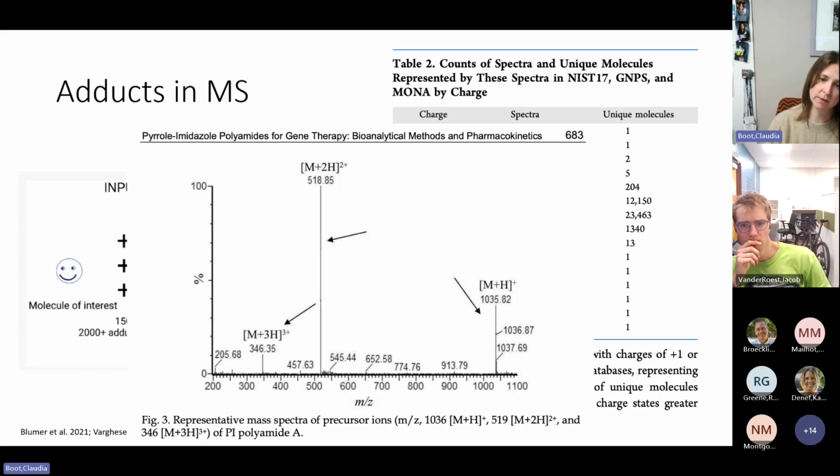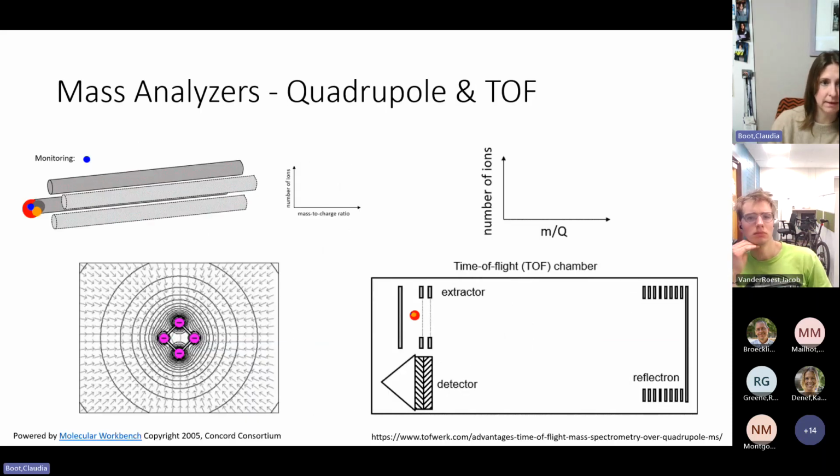So for this molecule, this is 1035, the mass would be 1034. But if you add 2 protons, then it's half that. So you need to be able to interpret your spectra in terms of both what type of adduct and how many charges are showing up in the spectrum. Okay, so we made ions, we know about adducts, and now we need to analyze them.